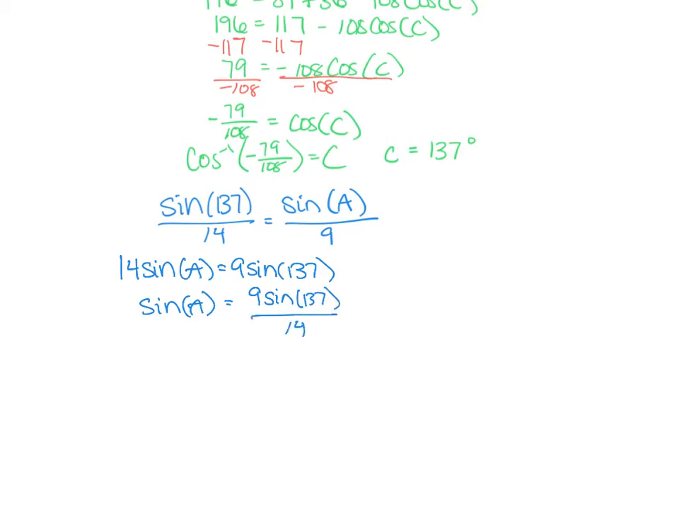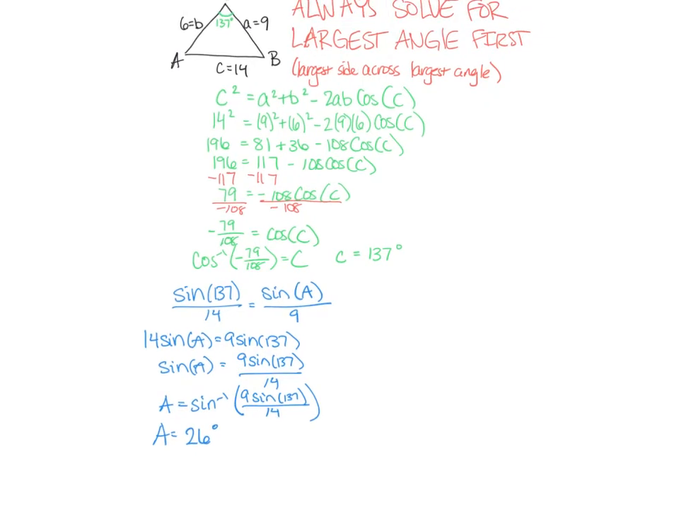And to get A by itself, we're going to use sine inverse on both sides, so that we get A is equal to sine inverse of 9 times sine of 137 over 14. And we end up getting that A is 26 degrees. So again, you can go through and use your law of cosines again. However, this is just kind of faster, and that is okay to do.